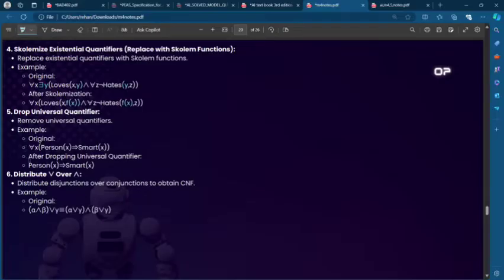Drop universal quantifier. For all x, person of x implies smart x. So all persons are smart. After dropping the universal quantifier, person x implies smart x. Just this thing will get removed.